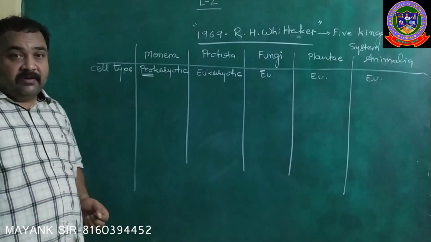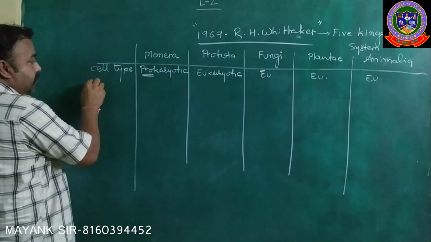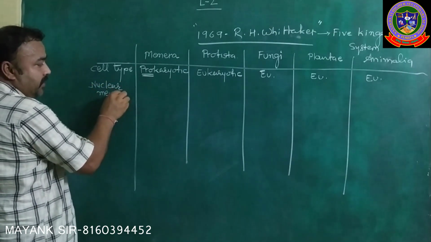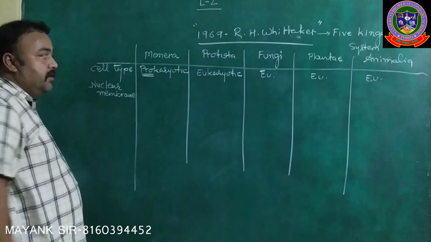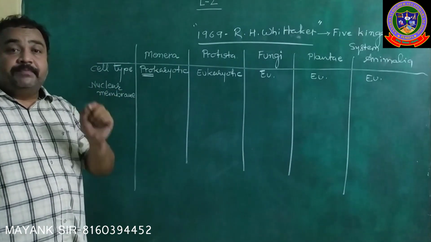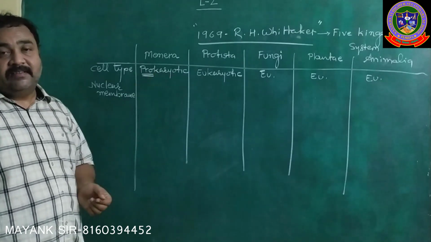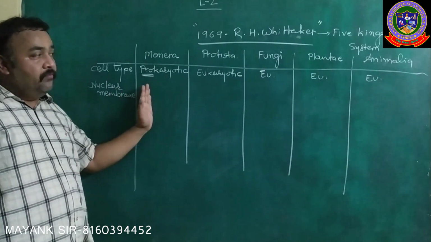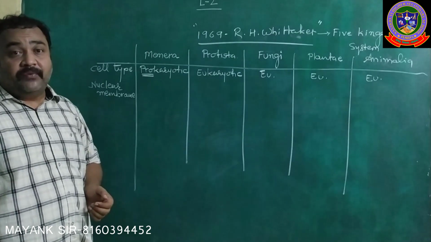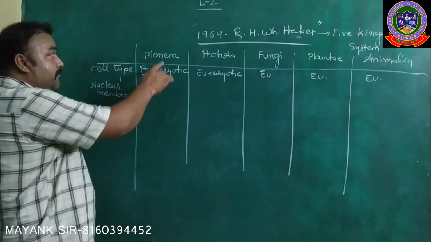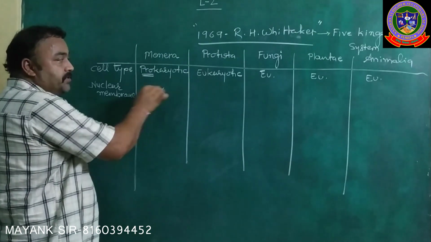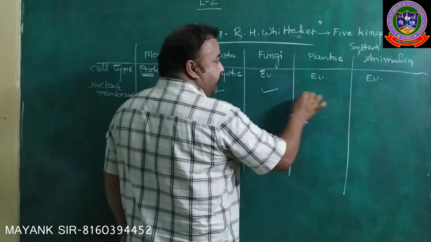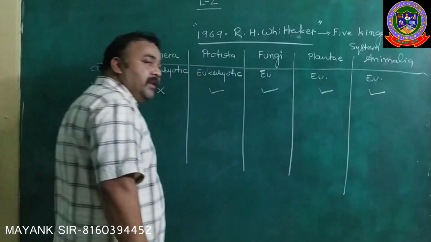The second character was about nuclear membrane. As I told you earlier, nuclear membrane is absent in prokaryotic cells. It is present in eukaryotic cells. So, if we want to differentiate the 5 kingdoms, we can say that in Monera, nuclear membrane is absent, but it is present in Protista, Fungi, Plantae, and Animalia.